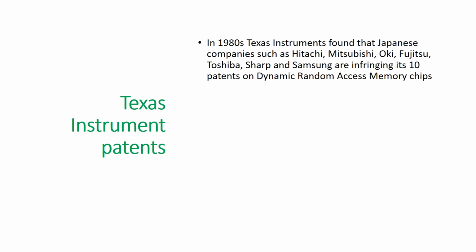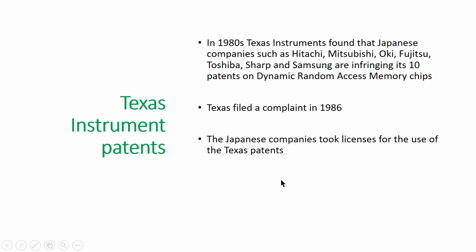Then this again is a very interesting story where in the 1980s, Texas Instruments found that Japanese companies such as Hitachi, Mitsubishi, Fujitsu, Toshiba, Sharp, and Samsung were infringing 10 patents on dynamic random access memory chips. Texas Instruments filed a complaint in the year 1986. So almost all the companies took a license for use of the Texas patents.